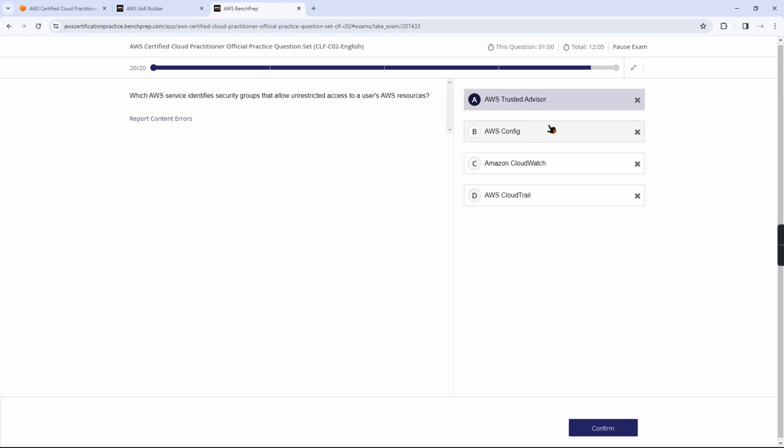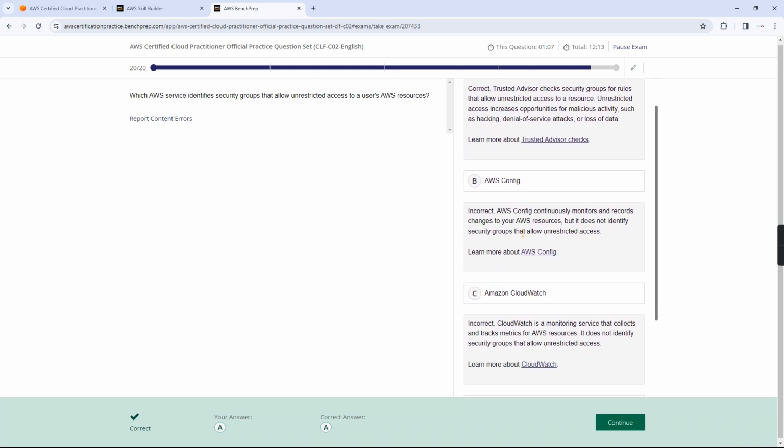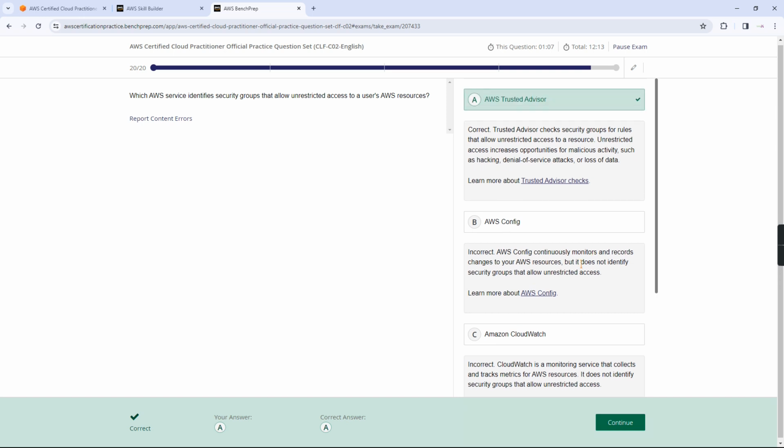It's between Trusted Advisor and Config only. It's a bit tricky. Again, I'm not that confident. Let me go ahead with Trusted Advisor and see. Correct, Trusted Advisor is correct. Why not Config? AWS Config continuously monitors and records changes to AWS resources, but it does not identify security groups that allow unrestricted access. Okay, tricky. Trusted Advisor will identify the specific unrestricted access to the AWS account resources, right? So that's it.